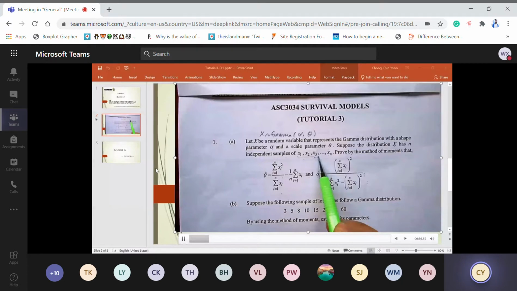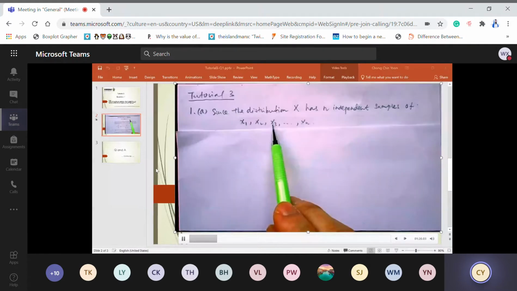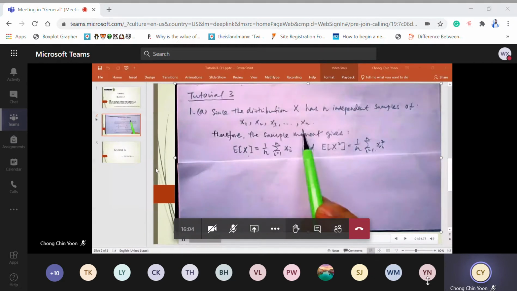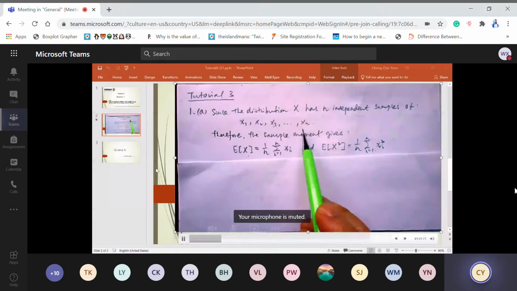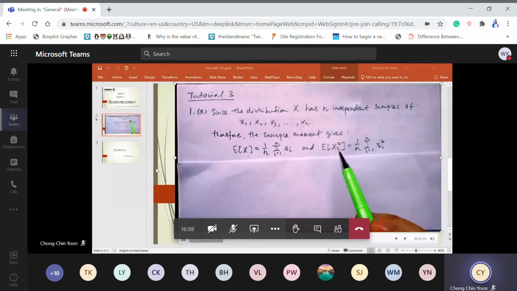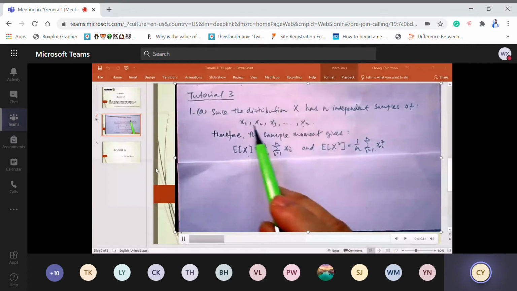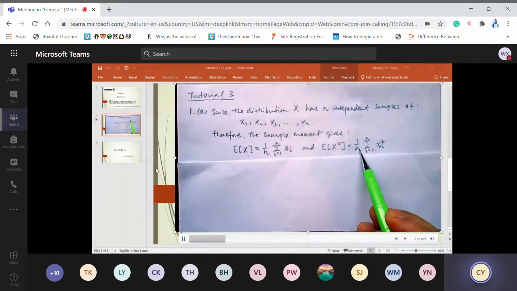Solution for 1a. Since the distribution x has independent samples x1, x2, x3 until xn, therefore the sample moment gives the first raw moment, which is equal to the summation of x from the samples divided by the total sample size, which is n, and the second raw moment, which is equal to the summation of the sample squares divided by the sample size, which is n.